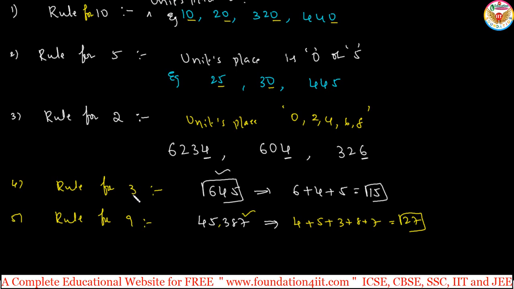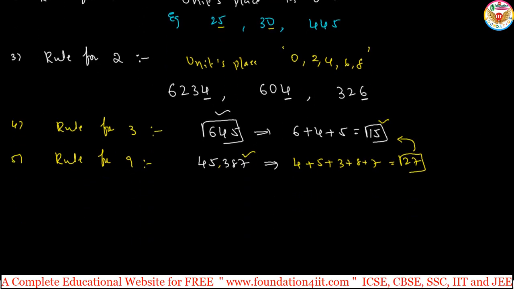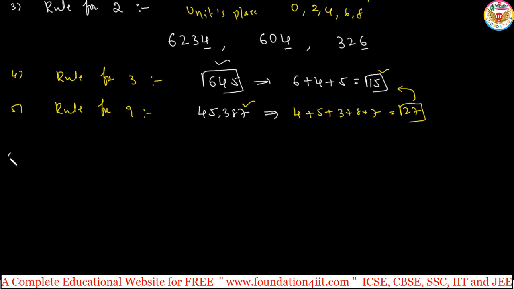So remember, 3 and 9 follow the same kind of rule. If the sum of the digits is divisible by 3, that number is divisible by 3. If the sum of the digits is divisible by 9, that number is divisible by 9. And any number divisible by 9 is also divisible by 3, because 9 is in the 3 table. Right. Next, the rule for 6.